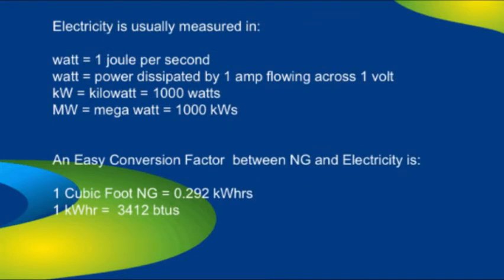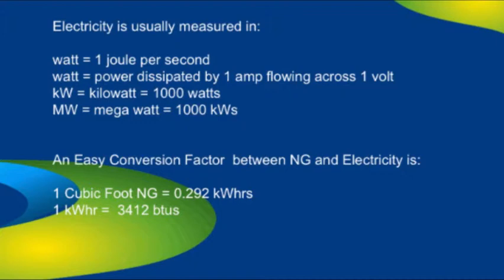Electricity is probably a bit simpler and usually measured in watts, where a watt is equal to 1 joule per second, but in electrical terms, it's the power dissipated by 1 amp flowing across the potential of 1 volt. Now, a watt's not very much, so we usually use something called a kilowatt, which is 1,000 watts. Sometimes for larger applications, we use something called a megawatt.